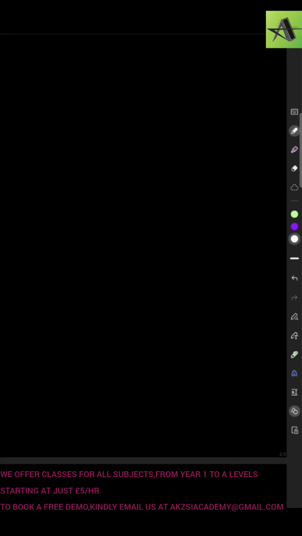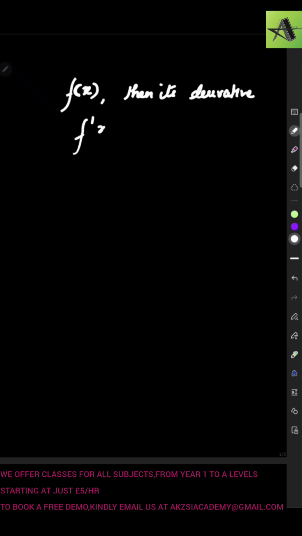So what can I write about differentiation? In terms of mathematical definition, I can say if we have a function f of x, obviously instead of writing y, I'm just using the function f of x, then its derivative, which is f dash x. It's important, you should know the notation. Either we use df over dx or dy over dx, or we use f dash x.